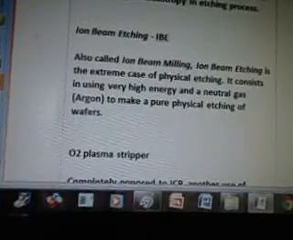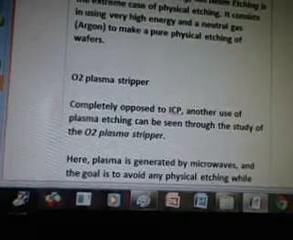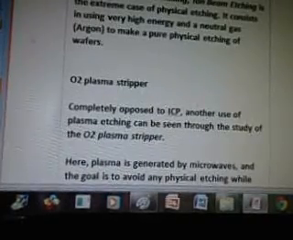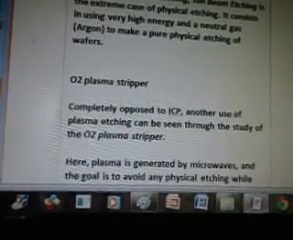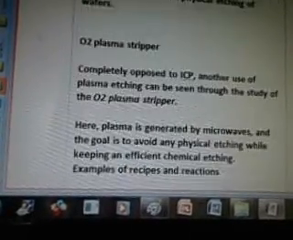Another kind of etching device, more evolved, has been developed to get even higher anisotropy in the etching process: ion beam etching, also called ion beam milling. Ion beam etching is the extreme case of physical etching. It consists in using very high energy in a neutral gas, argon, so we have our liquid argon gas, to make a pure physical etching of wafers.